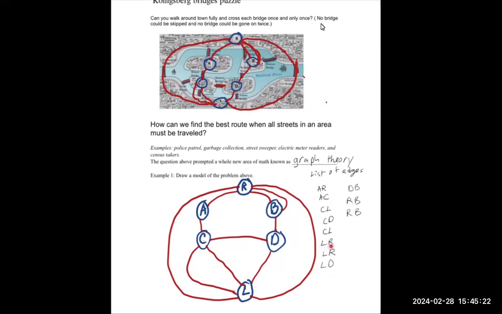you actually see that LR is listed twice, but it's not because we're going from L to R and back from R to L. It's because we're going from L to R on the left side here, and you also have to go from L to R on the right side. Because of the two bridges, one over here and one over here, that's why we had to list the LR twice, if that makes sense. Okay. All right, let's move on.